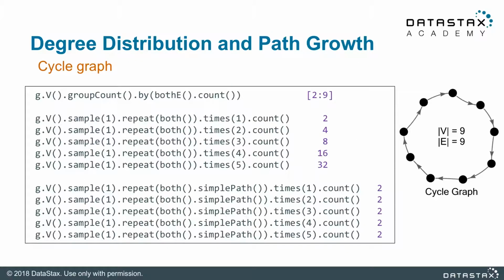In the first line here, we take a look at the degree distribution, and we can see that it's pretty simple. Every vertex in the graph has 2 edges, so we see that for degree 2, there are 9 vertices. And you can see that the behavior of these traversals is very predictable. We sample a random vertex and then begin a breadth-first search over all of our adjacencies, and you can see that our counts increase very predictably. Additionally, you can see that the simple path is always the same.